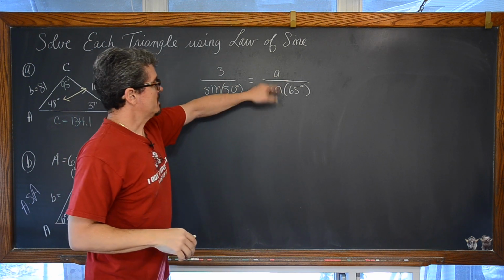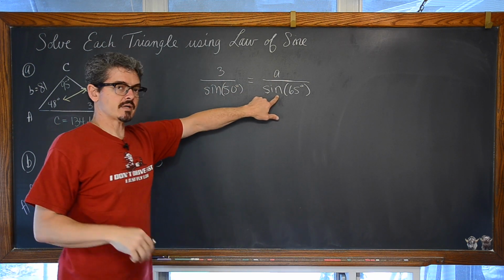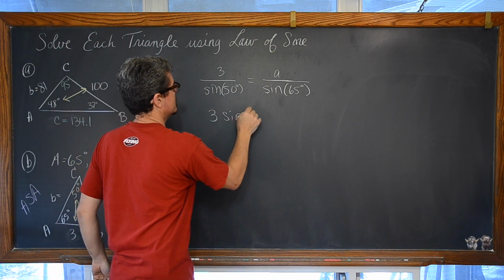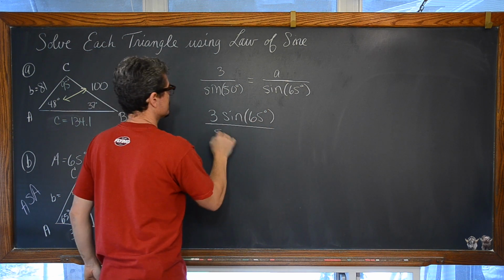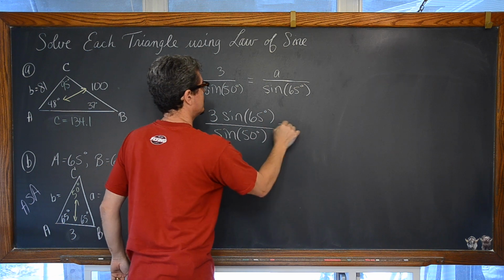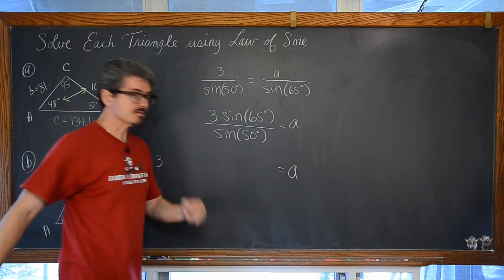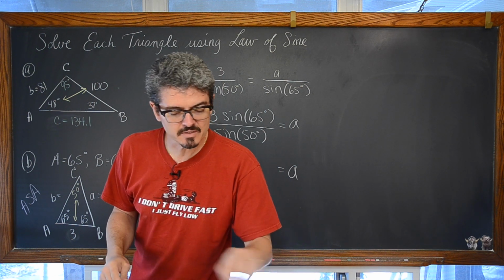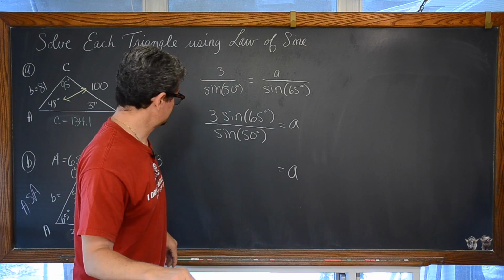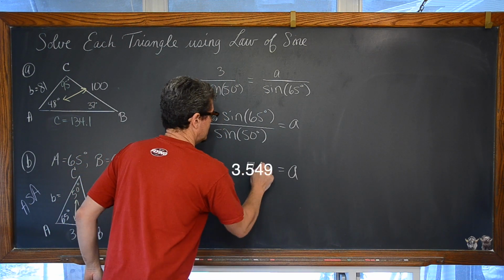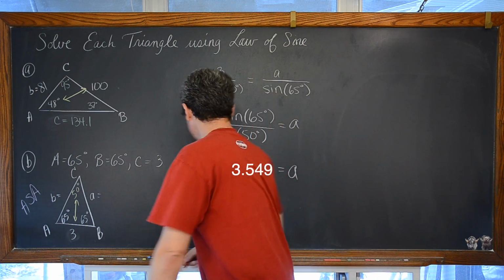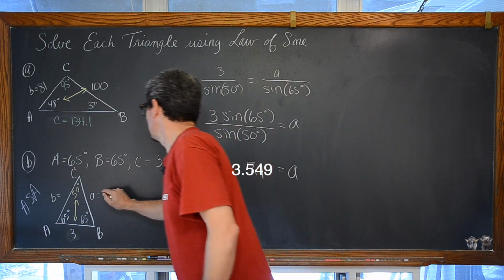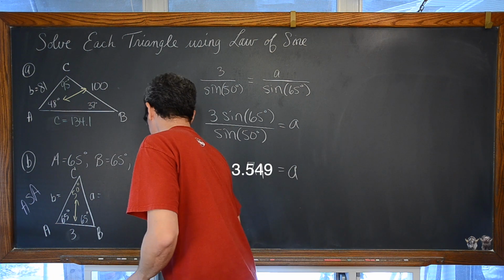And then, again, our unknown is divided by a constant, so multiply both sides by that sine of 65 degrees, and we have 3 times the sine of 65 degrees over the sine of 50 degrees is equal to A, and A is going to come out to be, right off the top of my head, not really, my calculator, it came out to be 3.549 units. And since this is an isosceles triangle, the sides opposite the equal base angles are themselves going to be equal.